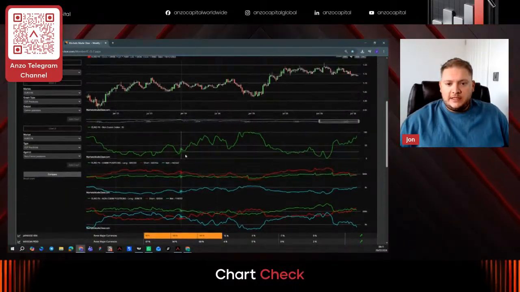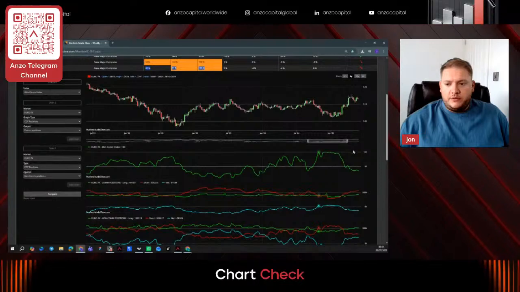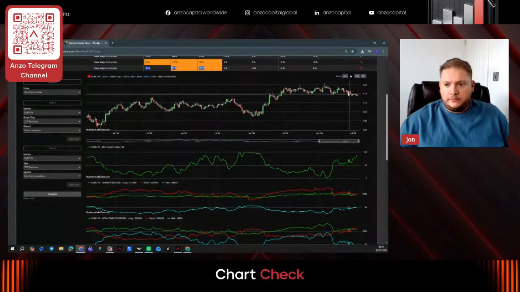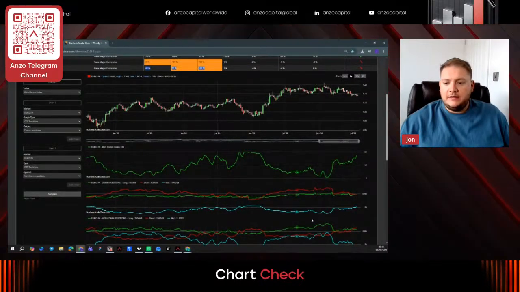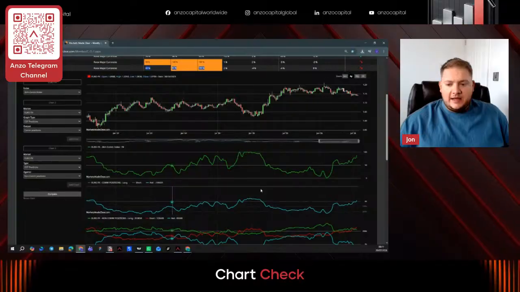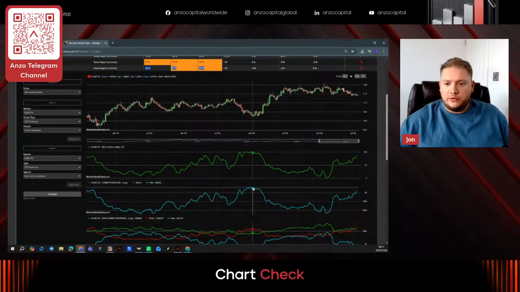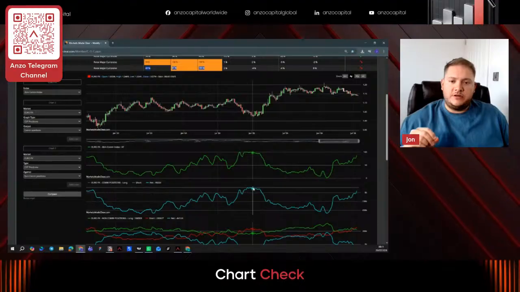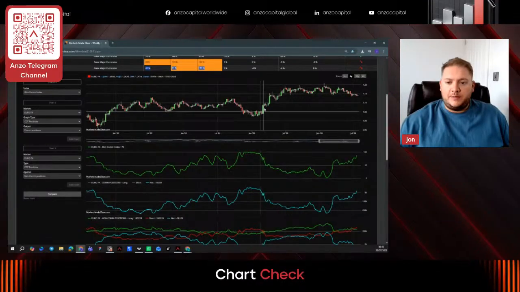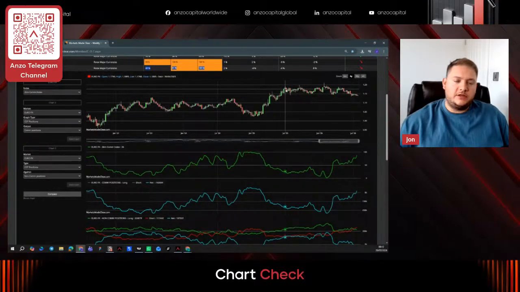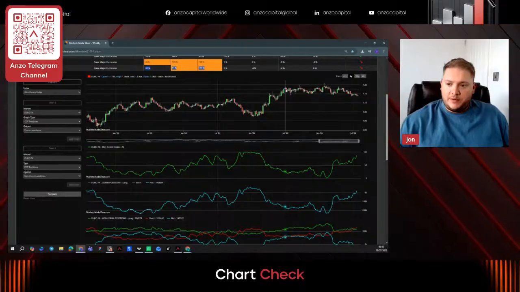So here's the weekly euro US dollar chart. You can see that reflected there. And if we look at the net contracts of the commercials, they are coming into a similar extreme to what we saw back in January of 2025. And look what happened to price there. We saw euro US dollar rally quite considerably at that point.